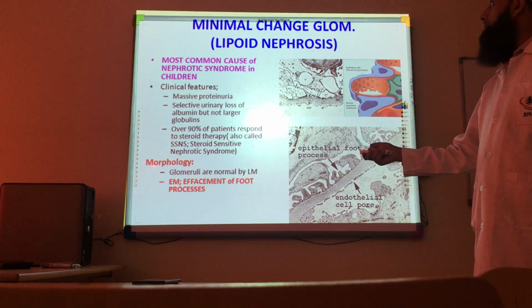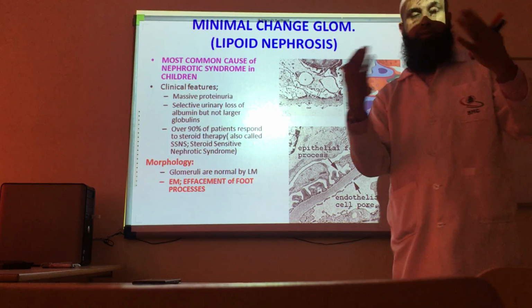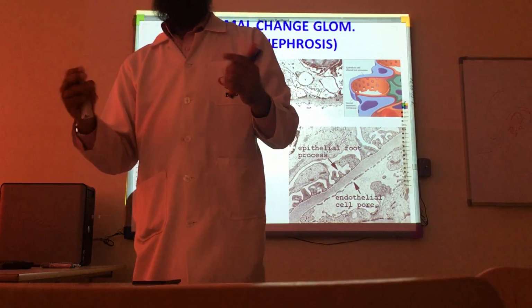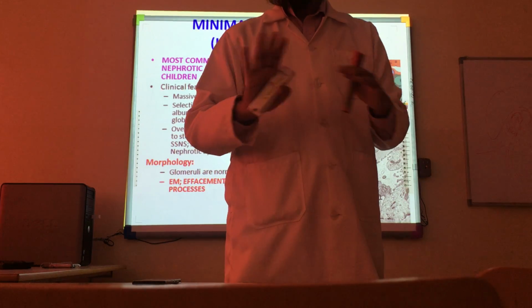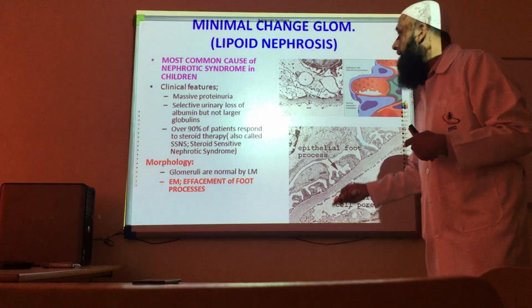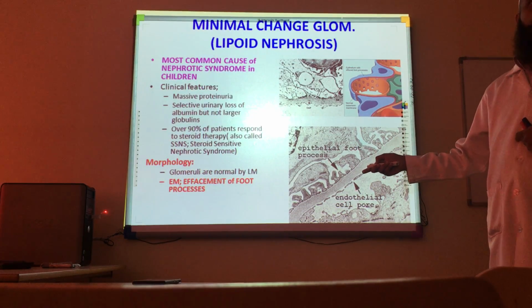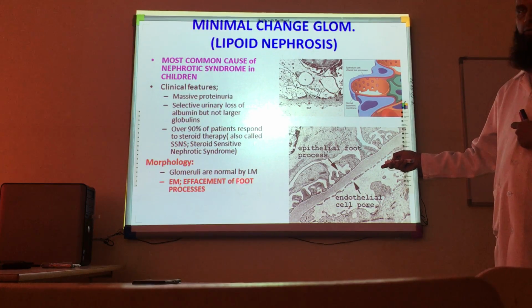So what is the morphology, what do you see in the microscope? The glomeruli are normal by light microscope. When we see them by a normal compound microscope, sometimes we don't find any changes in the glomeruli. They can be fairly normal. Then what is the pathology? We have to go for electron microscope, EM, while LM is light microscope.